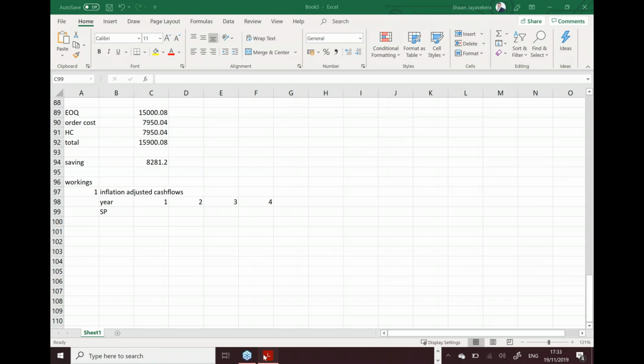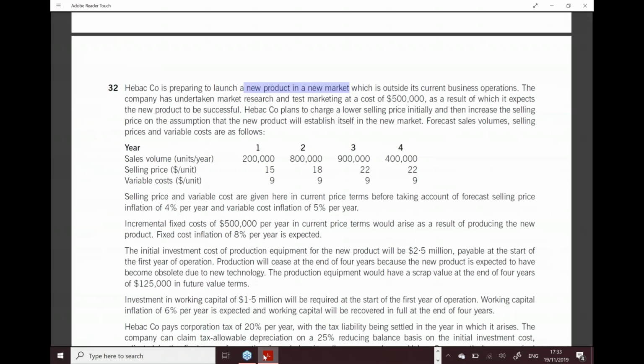Okay, so forecasted sales volume, selling price, and variable cost are as follows. So these are based on today's values. So selling price and variable cost here are given in current price terms before taking any forecasted selling price inflation of 4%. So what we're talking about is this 15, which is today's terms, but next year with inflation, this should grow at 4%. Right? Now this 18 is at today's terms, this should grow at 4% squared. So this is what I can now replicate.